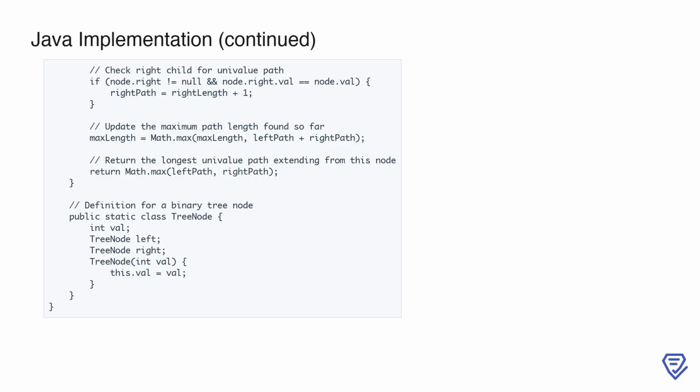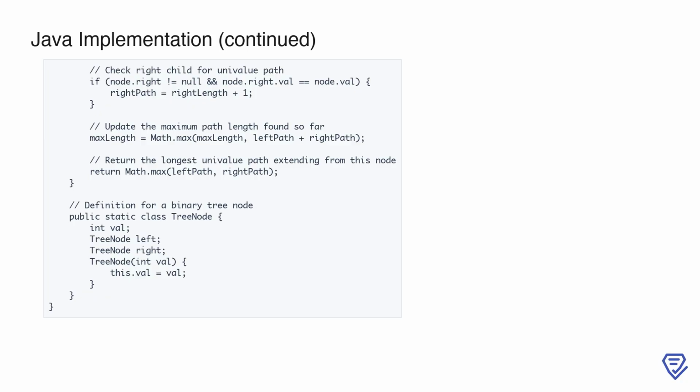Once we have the left path and right path, we update the max length variable by comparing it with the sum of these two paths. This step ensures that we are always keeping track of the longest Univalue path found so far, even if it spans multiple nodes through both the left and right subtrees. Finally, the method returns the maximum of left path and right path to the caller. This return value represents the longest Univalue path that can extend from the current node upwards.